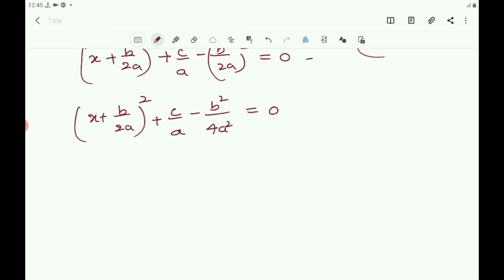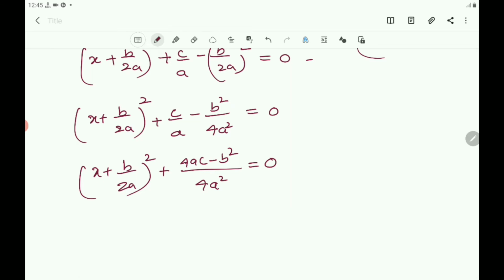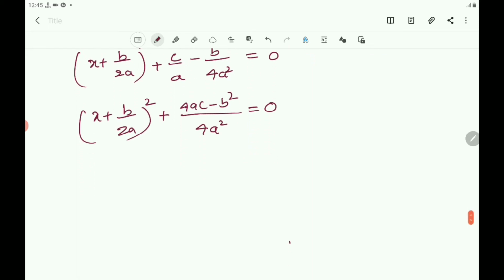Then you write x plus b by 2a whole square plus, the LCM is 4a square and here it becomes 4ac minus b square equals 0. Here the LCM is 4a square, and you know that a into 4a is 4a square, therefore c into 4a you have to take in the numerator. Therefore it is c into 4a is 4ac minus b square equals 0.